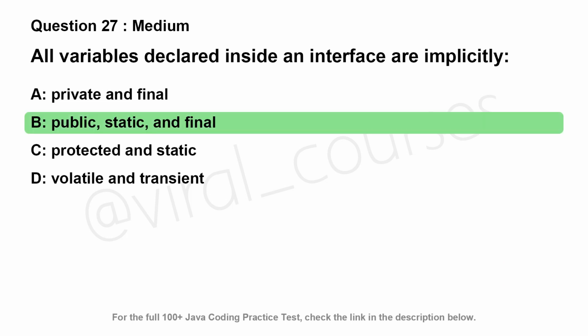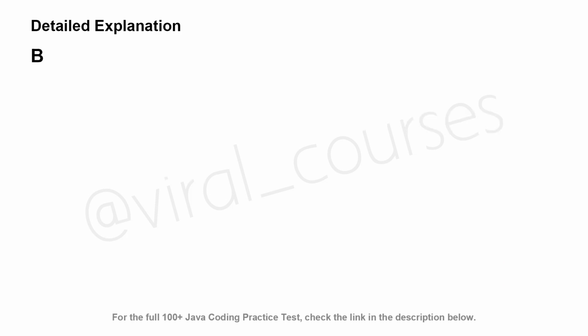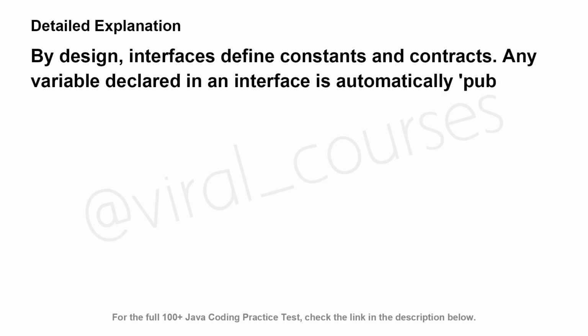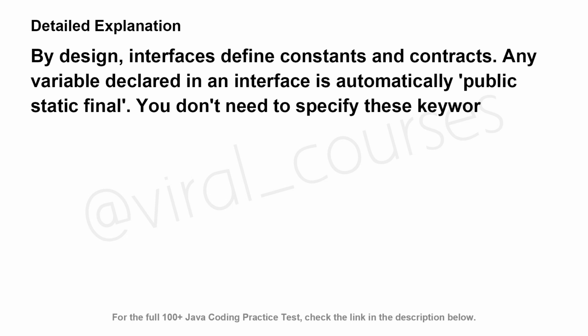The correct answer is B. By design, interfaces define constants and contracts. Any variable declared in an interface is automatically public, static, final. You don't need to specify these keywords. Java adds them by default.